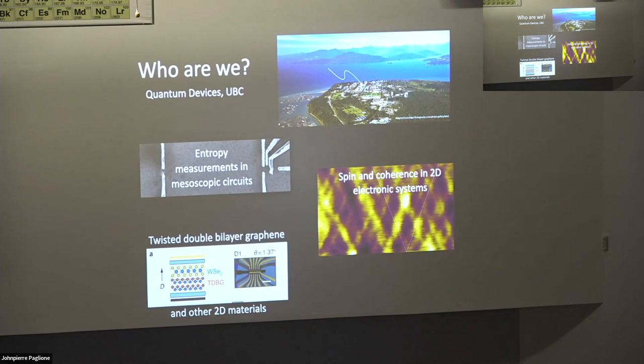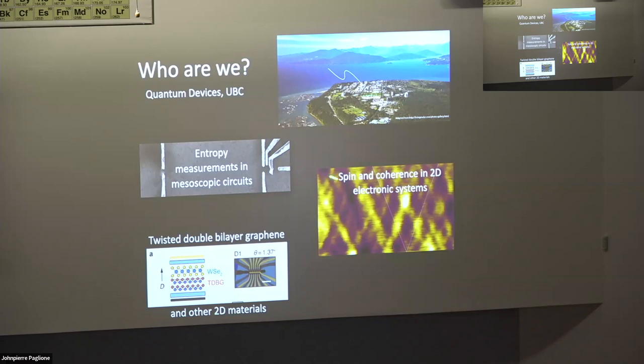Historically, our group has been interested in transport work: inductance measurements, resistance measurements, in quantum devices, meaning electronic devices that are cold enough that their behavior is quantum mechanical in some way. Specifically, we've especially been interested in quantum effects associated with spin.